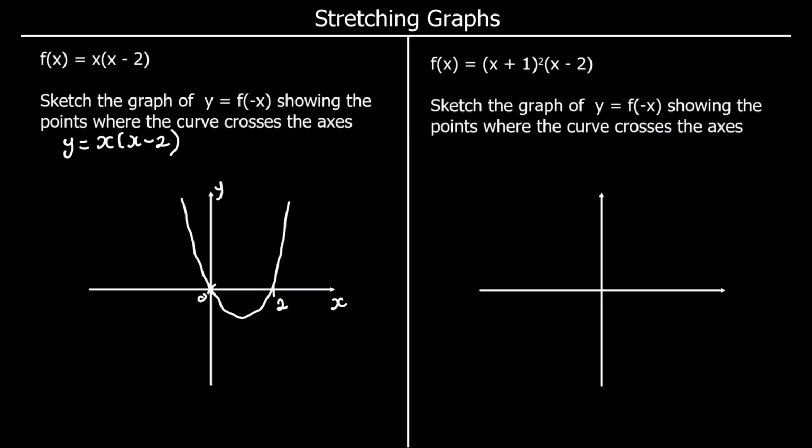If we've got f of minus x, the equation would be, so all the x's change into negative x's. It would be negative x times negative x minus 2. Now, when y equals 0, x would have to be negative 2 to make that 0. All of the positive x's become negative, and all of the negative x's become positive. It's like a reflection over the y-axis this time. So it looks like that.